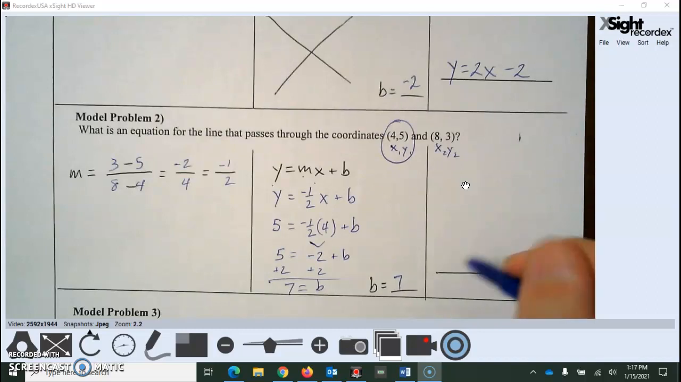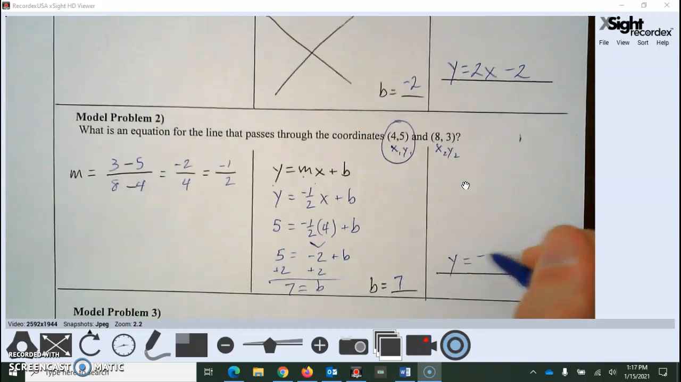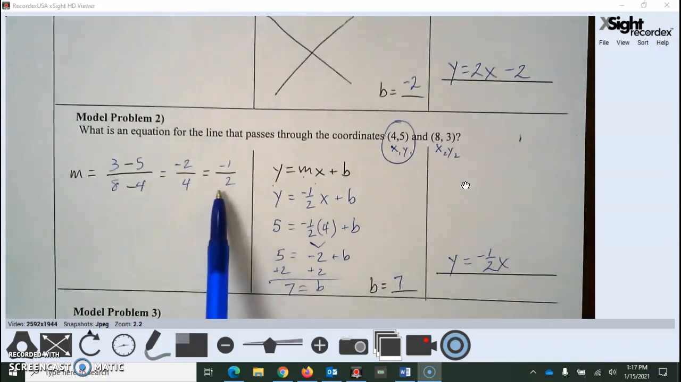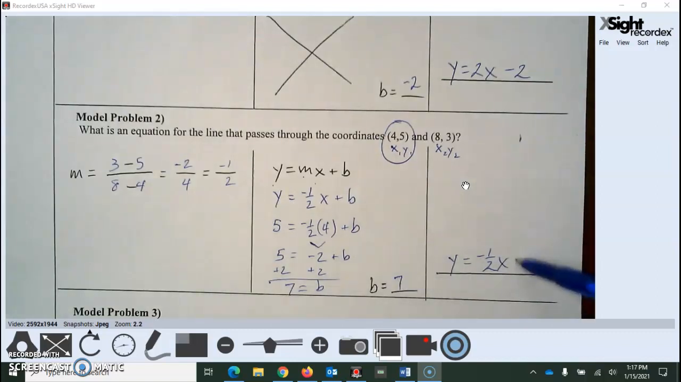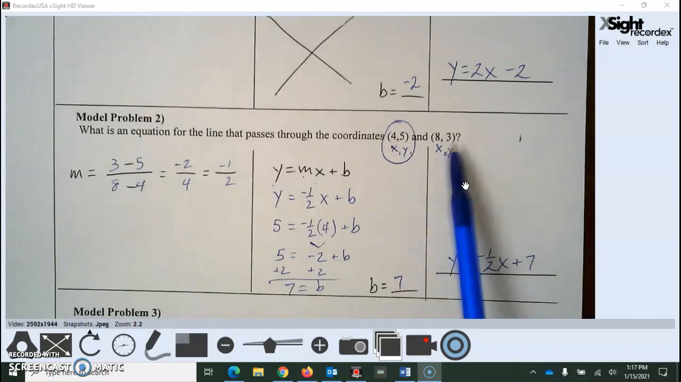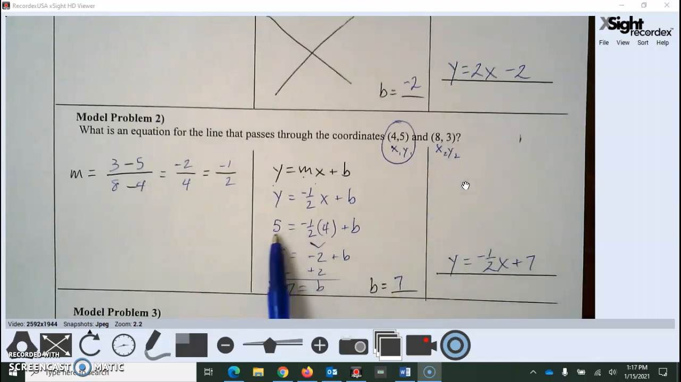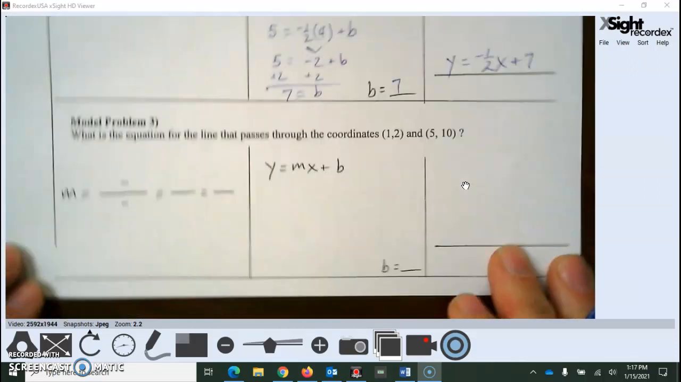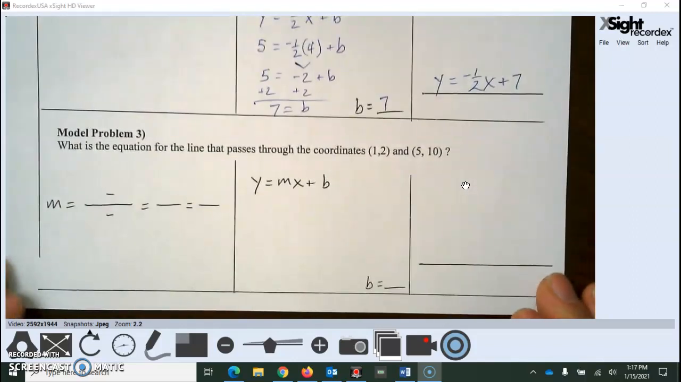I'll do one more. But when I write my equation, -1/2 x, because that was my slope from my first step, plus 7. And I can assure you, if I would have put 8 and 3 in here, had the 3 here and the 8 here, I would still get that 7. So that won't matter. Okay, let's try another one. And that's really going to be it for the notes.